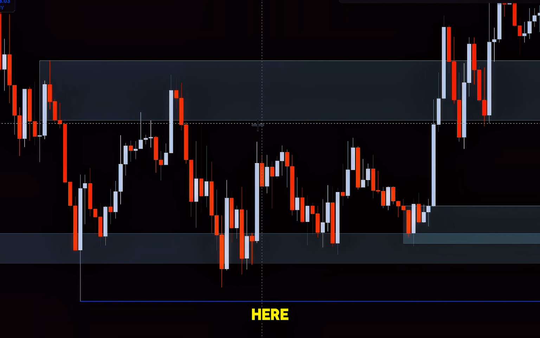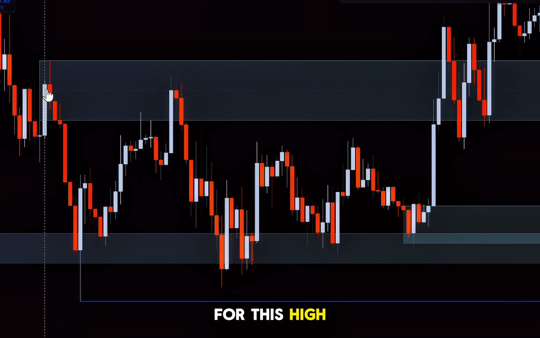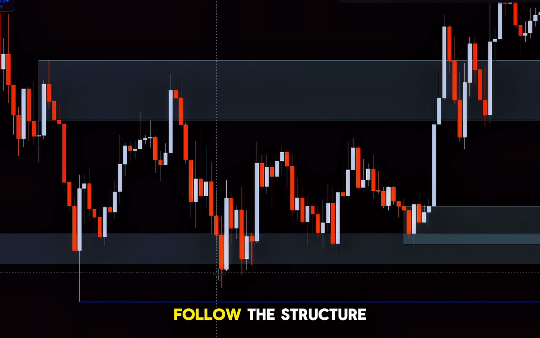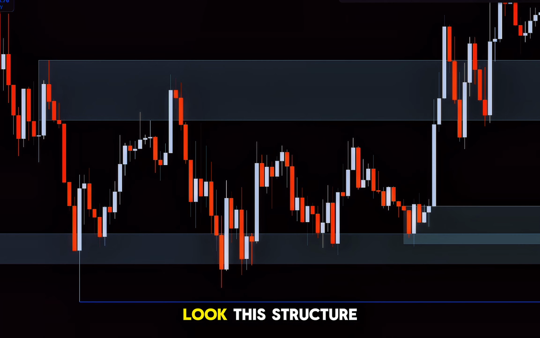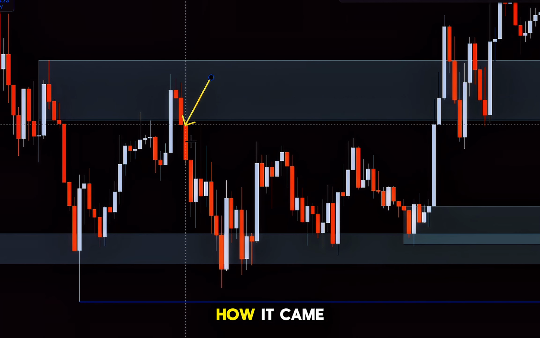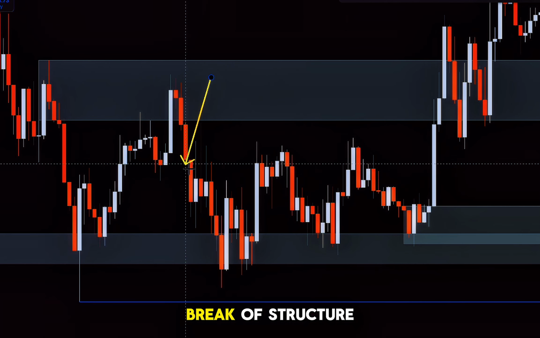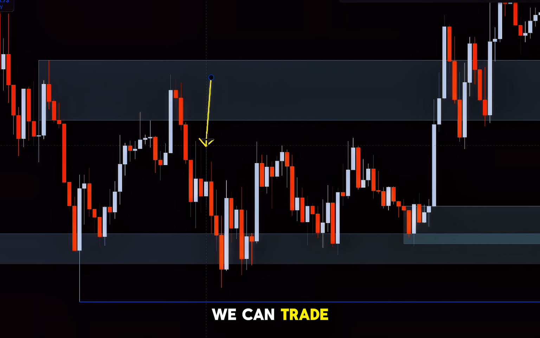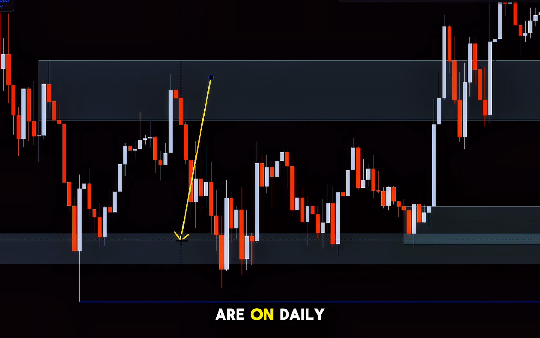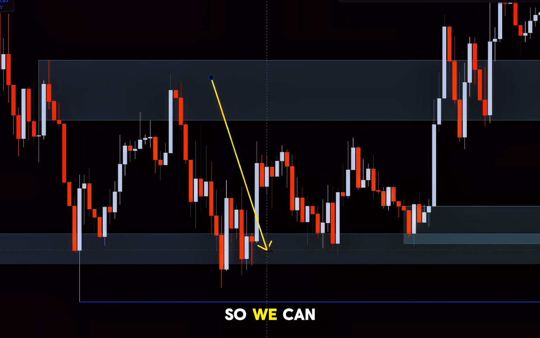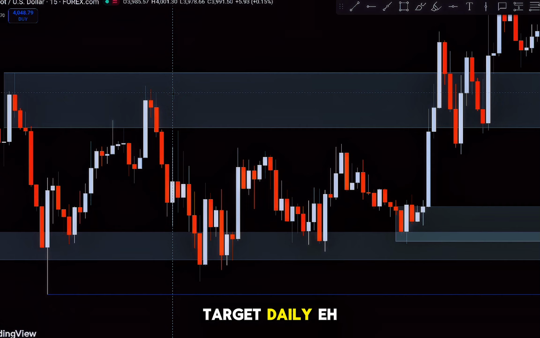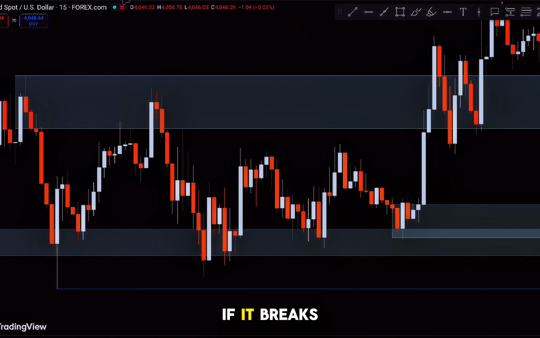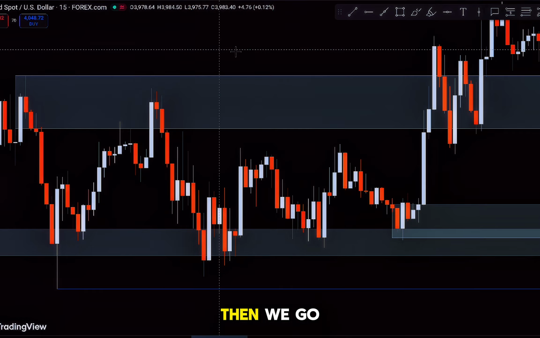So when we look at it here, we are not going to wait for this high again. We have to follow the structure that is within here. So if we look at this structure here, we can see how it came, broke from this break of structure. We understand we can trade it from here back to this place. But since we got here, we know we are on daily time frames. So we can start to look at the structure, and when we pick it, we target daily H1 first. If it breaks, we target H4. If it breaks, then we go to what? Daily time frame.